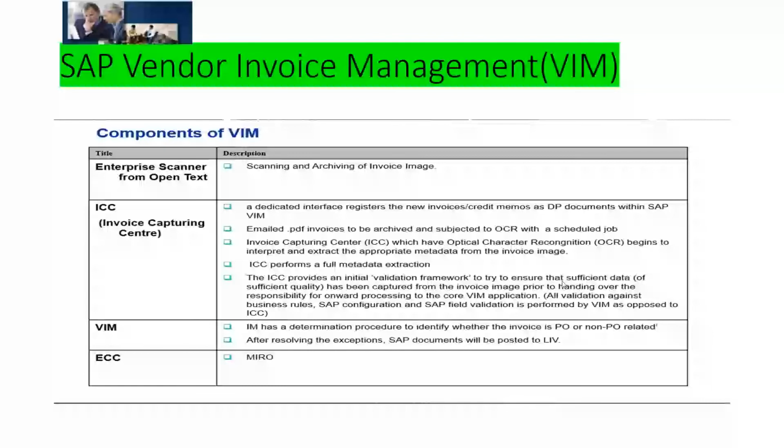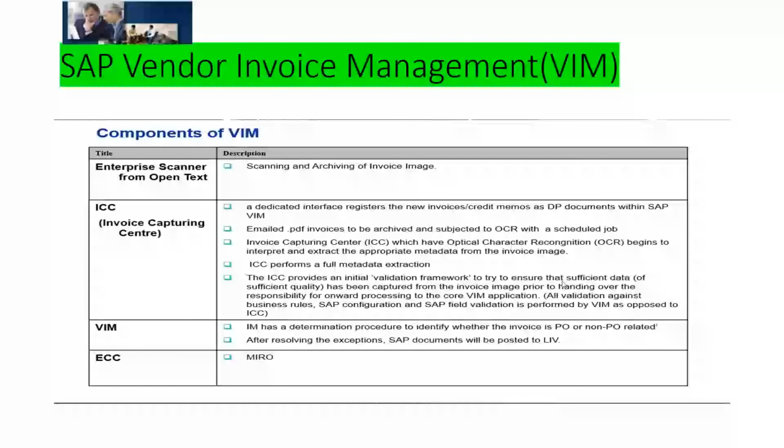Next is the email PDF invoice, to be archived and subject to OCR with a scheduled job. Whatever invoices we are getting, how do we automate this? There should be a background job so that when invoices come in, it is immediately triggered to the ICC to extract the data from the invoice image. That is why they say OCR with a scheduled job. A job runs every minute, so whenever we get invoices, it is automatically triggered to the ICC to capture the metadata from the invoice image.